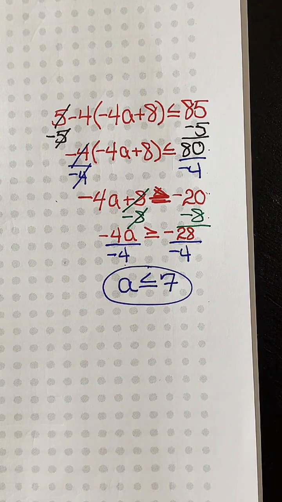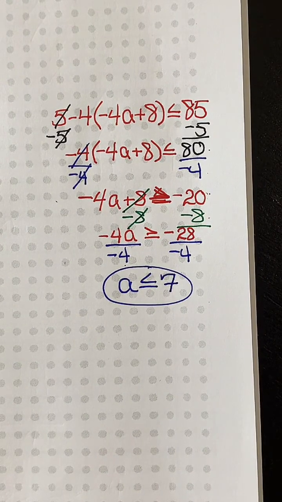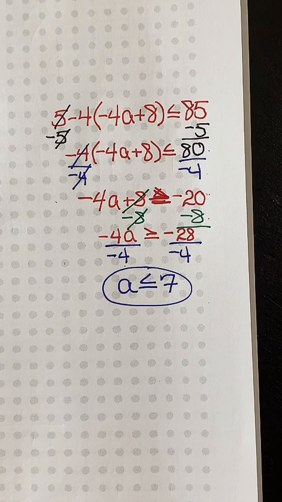Same graph. Okay. Yes, there we go. Because you divide by a negative. There you go, Maddie. All right, nice. Now, would you graph it? Sure, why not?